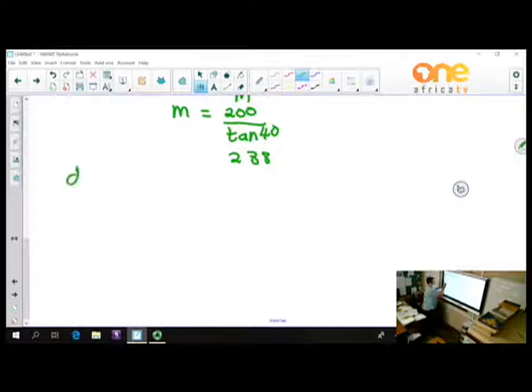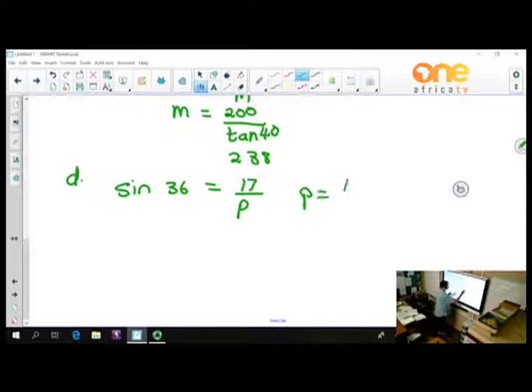Number D. Which function? Sine. So sine 36 is equal to 17 over P. Which method? Bottom divide. So P is equal to 17 divided by sine 36. So 17 divided by sine 36 is equal to 28.9.